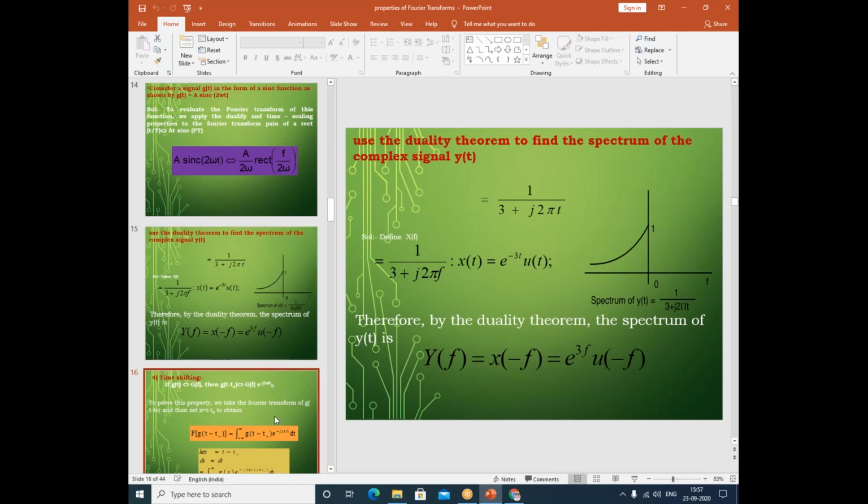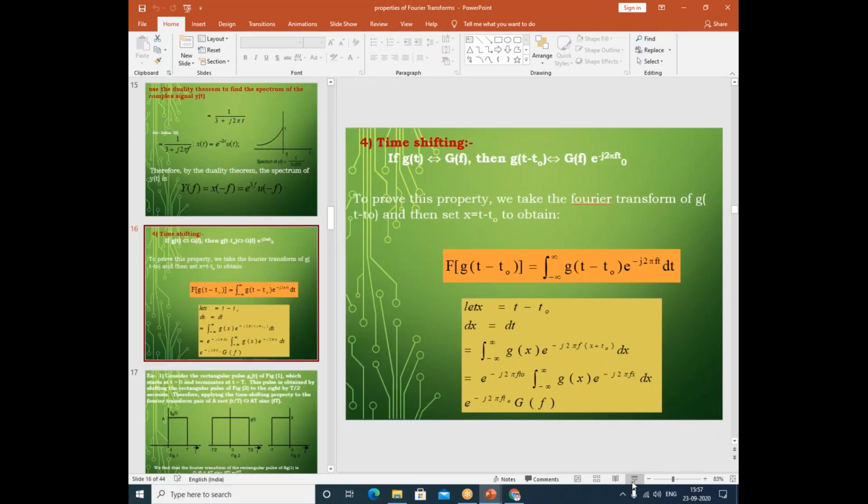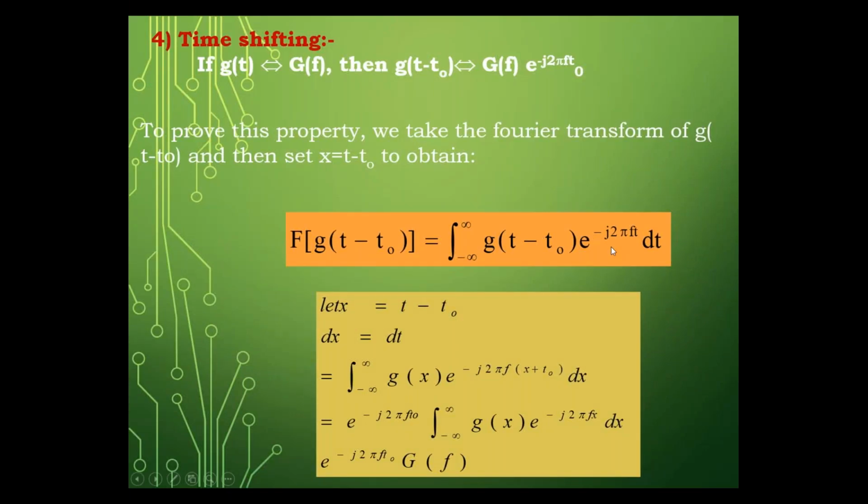Now I am going to use the next property, known as time shifting, and I'm going to prove this also. When you see time shifting, if the Fourier transform of g of t is G of f, then g of t minus t naught, which is the shifted version of g of t by a value t naught, meaning your actual signal is shifted by t naught, has the Fourier transform G of f into e power minus j2 pi f t naught. So we'll prove this property.